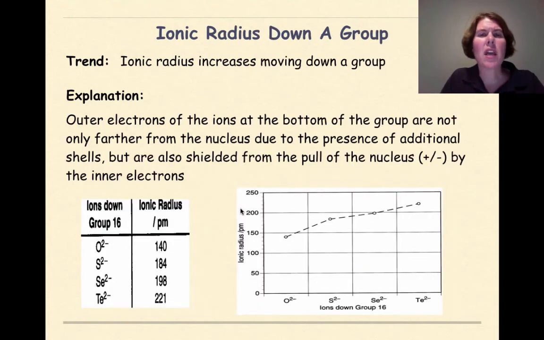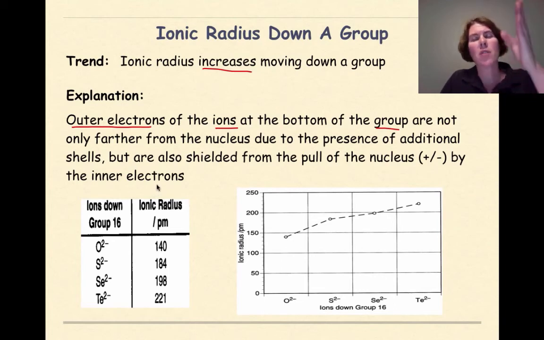Now we're going to look at ionic radius down a group. Ionic radius is going to increase moving down a group. Our explanation: outer electrons of the ions at the bottom of the group are not only farther from the nucleus due to the presence of additional shells, but are also shielded from the pull of the nucleus by the positive-negative force of attraction between the nucleus and the inner electrons.